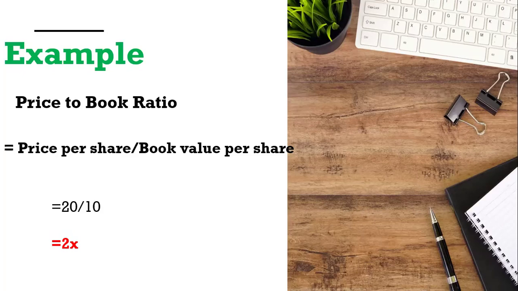This is the price to book value amount, which explains that the stock price per share of the company that you are evaluating is higher than the book value of that company. So 2x is the price to book value, which means this is higher than 1. And if it's higher than 1, this company is overvalued.